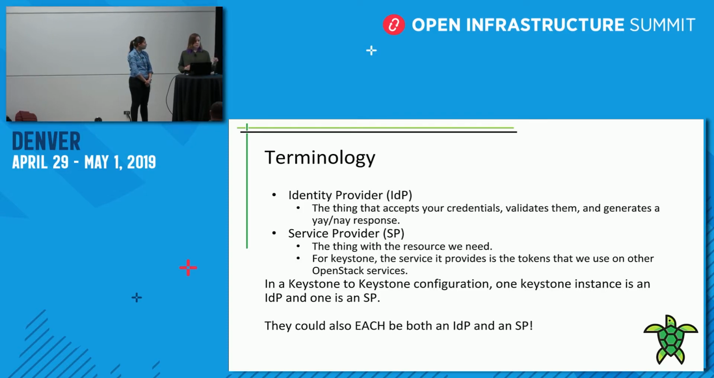It's important to note that for the sake of simplicity, we usually talk about one Keystone being the identity provider and another Keystone being the service provider. But they could be configured reciprocally. You could have both keystones or many keystones acting as identity providers and also providing services to each other. So if that's the type of scenario that you're looking for, that is possible.